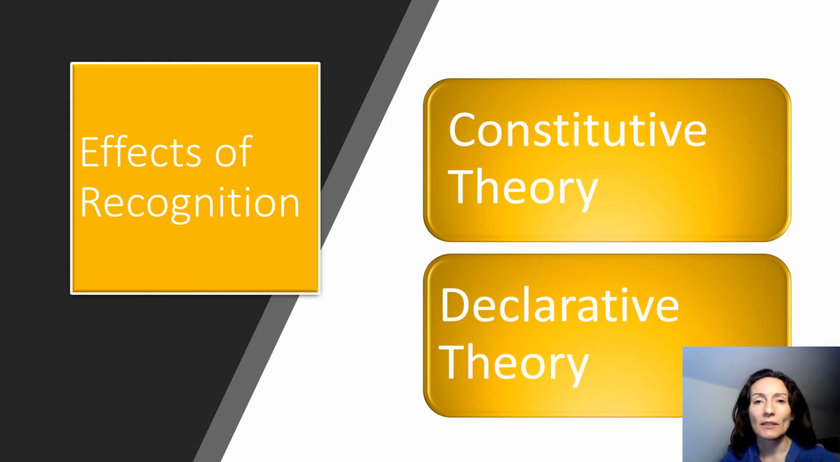On the other hand, the declarative approach to recognition explains recognition as a formality, an act that acknowledges the existence of something that already exists. Accordingly, positions adopting the declaratory approach will defend that a state exists if it meets the criteria for statehood. As we have seen, these are a territory, a population, and an effective government with capacity to enter international relations.